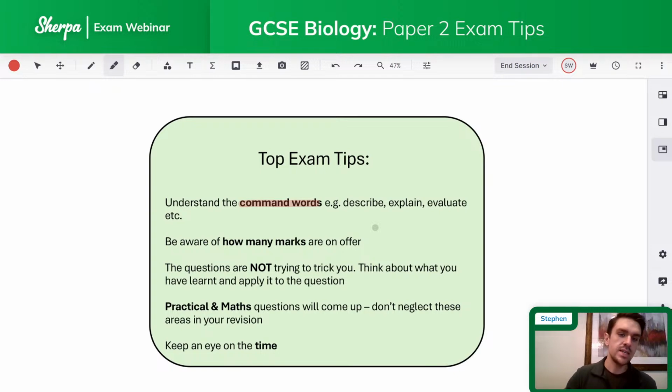Again, be aware of how many marks are actually on offer in the exam question. If, for example, it's a 3-mark question, we need to be making at least 3 specific points. If it's a 5-mark question, we need to up that to 5. So we're just focusing on how many marks there are and what we can put down because of that.